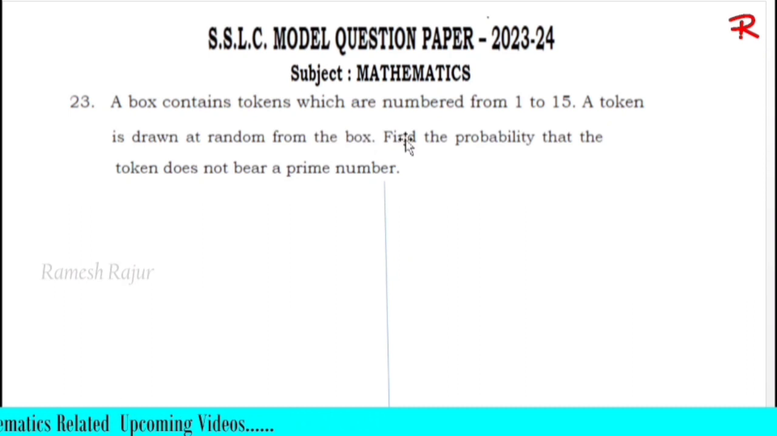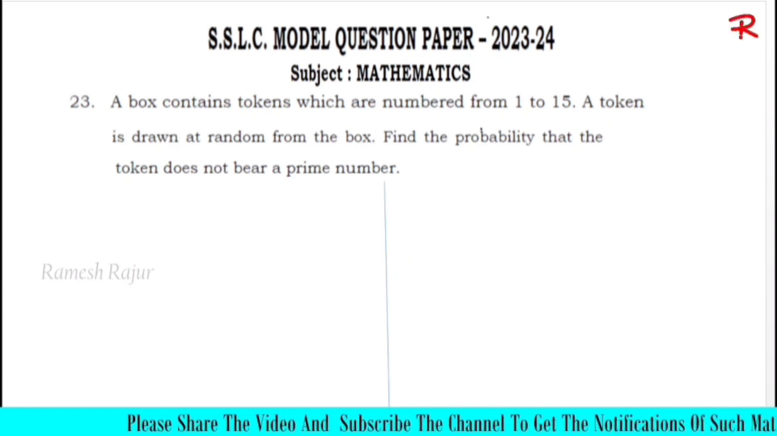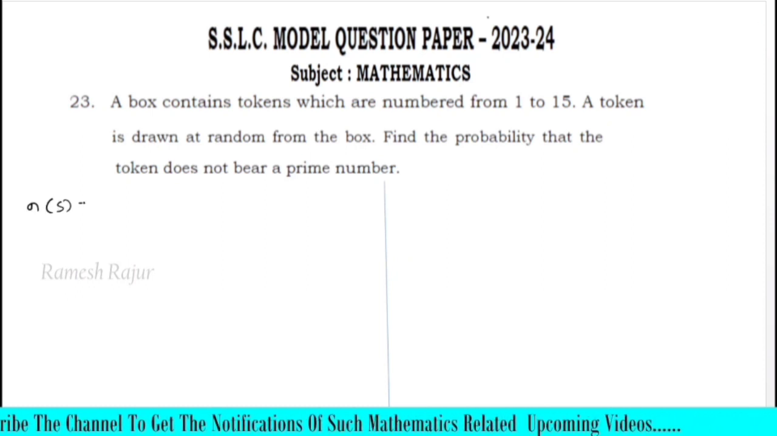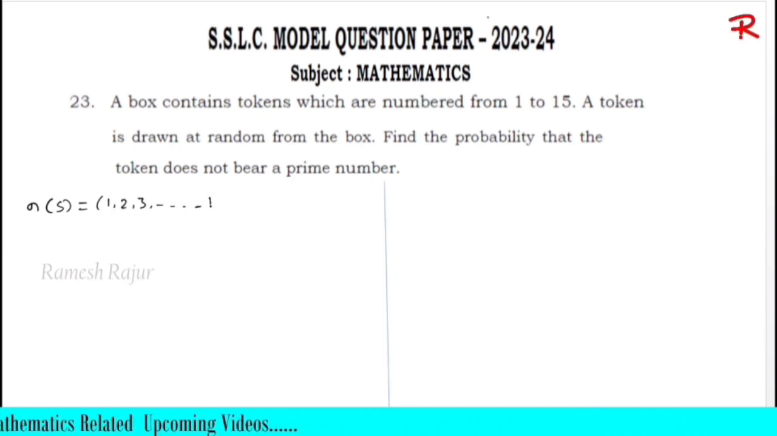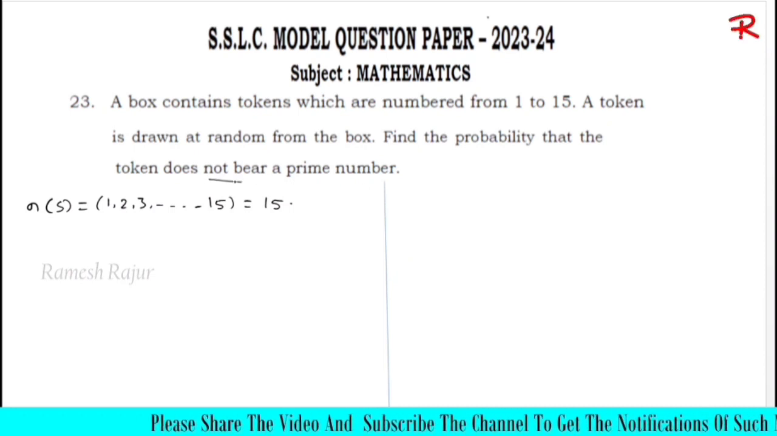A box contains tokens which are numbered from 1 to 15. A token is drawn at random from the box. Find the probability that the token does not bear a prime number. Here we have totally 15 tokens. That is, the number of S is equals to 1, 2, 3 and so on up to 15. A token is drawn at random from the box. Find the probability that the token does not bear a prime number. It should not be a prime number.